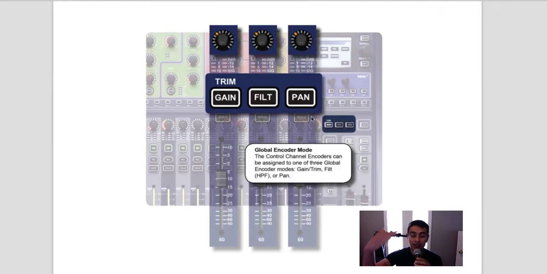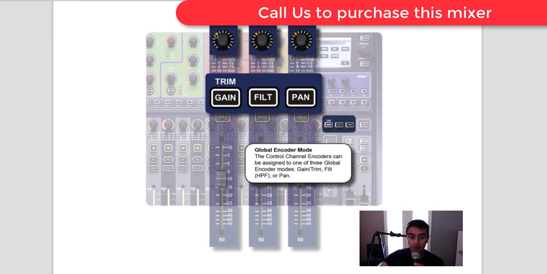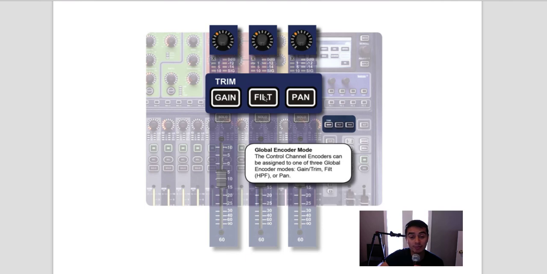Those encoders on that channel will control three different things. When gain is pressed, they will control the gain. When the filter is pressed, they will control a high pass filter, which lets only high frequencies pass to the main speakers or the monitors. And when panning is pressed, these encoders send the signal to the left or to the right, however you are positioned in front of your computer. Okay, so that's what the encoder does.